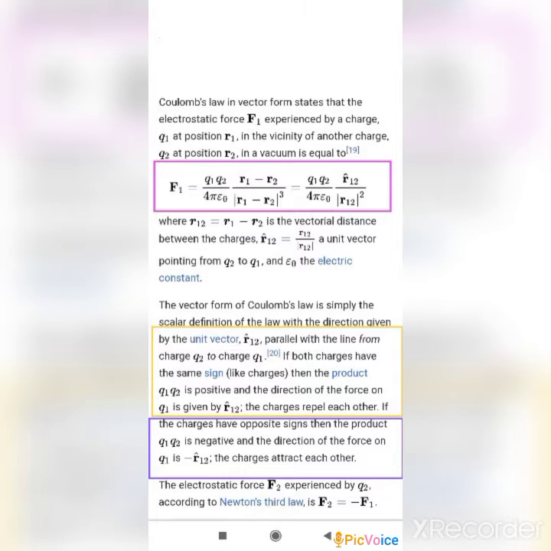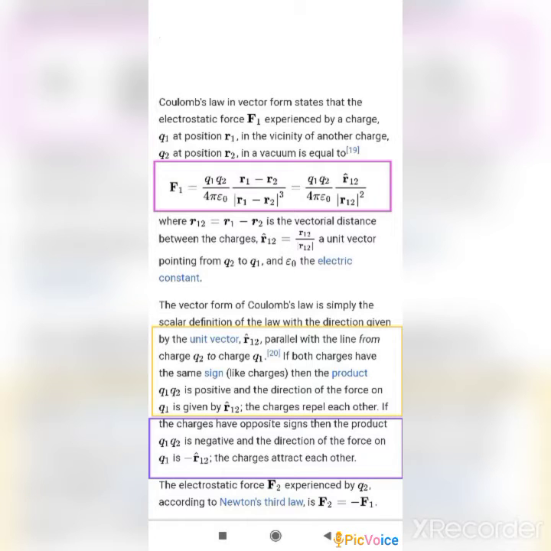In vector form, we have a formula for F1: F1 equals Q1 into Q2 divided by 4 pi epsilon 0, multiplied by (R1 minus R2) divided by mod of (R1 minus R2) cubed, which is equal to Q1 into Q2 divided by 4 pi epsilon 0, multiplied by R cap 12 upon mod of R12 squared. The meaning of R12 is R1 minus R2, and R cap 12 is R12 upon mod R12. These two terms are related to this formula. And epsilon 0 is the electric constant, and Q1 and Q2 are the point charges.